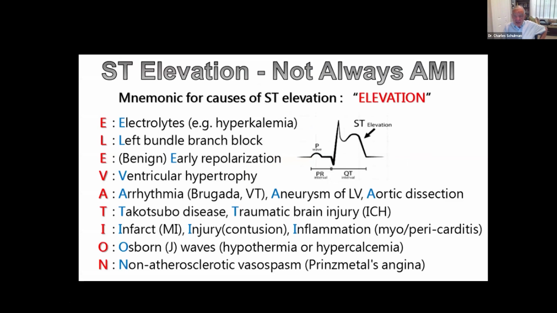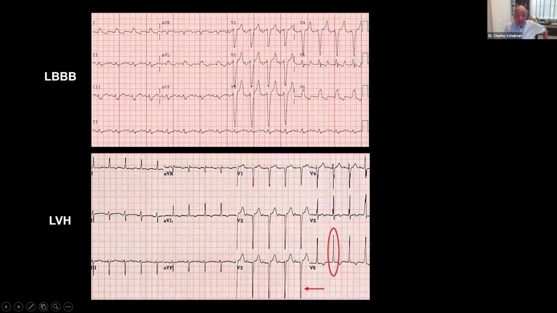Now, ST elevations are not always acute myocardial infarction. This mnemonic lists a large number of them. We'll look at some of them, including electrolytes, left bundle branch block, early repolarization, ventricular hypertrophy, some arrhythmias, but also infarction and vasospasm. So here is left bundle branch block, and you'll notice that there is ST elevation in leads V1 through V3, actually.